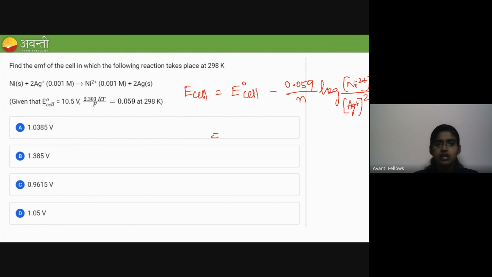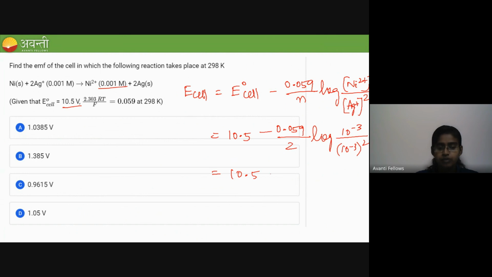And here E naught value is 10.5 minus 0.059 divided by number of electrons lost, which is 2, into log of the concentration of nickel 2 plus, which is 0.001. I can put it as 10 power minus 3 and here 10 power minus 3 squared. It is 10 power minus 6. So the 3 gets cancelled and one more 10 power minus 3 will be there in the denominator. It goes to the numerator. So I will get 10.5 minus 0.0295 into log of 10 power 3.